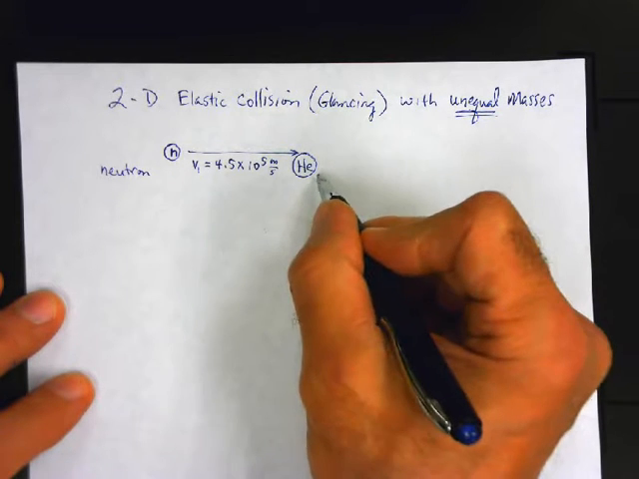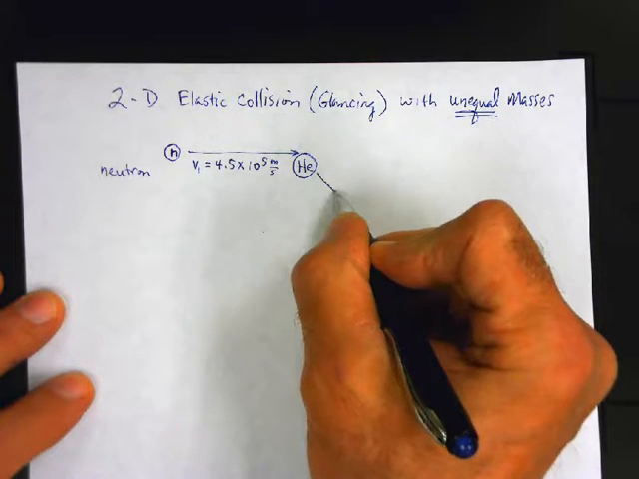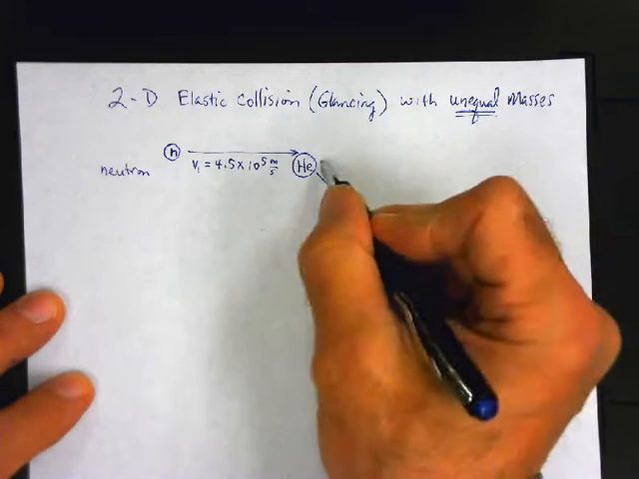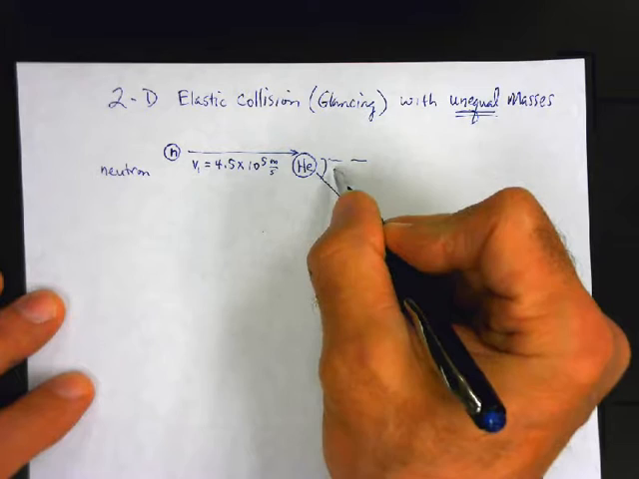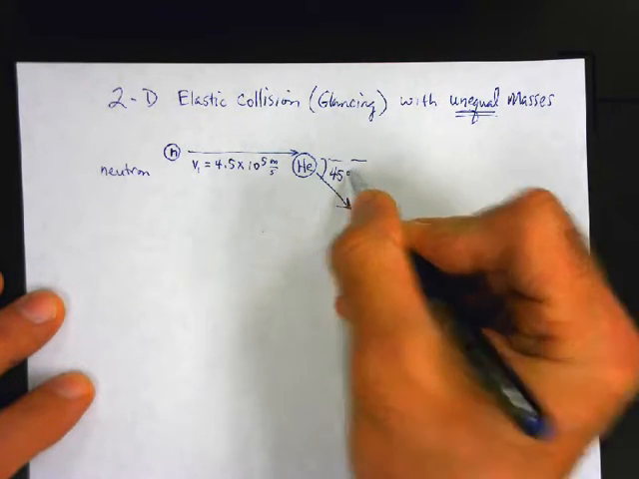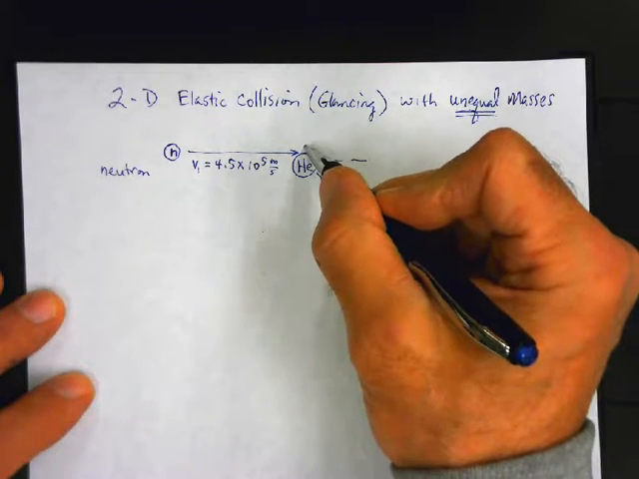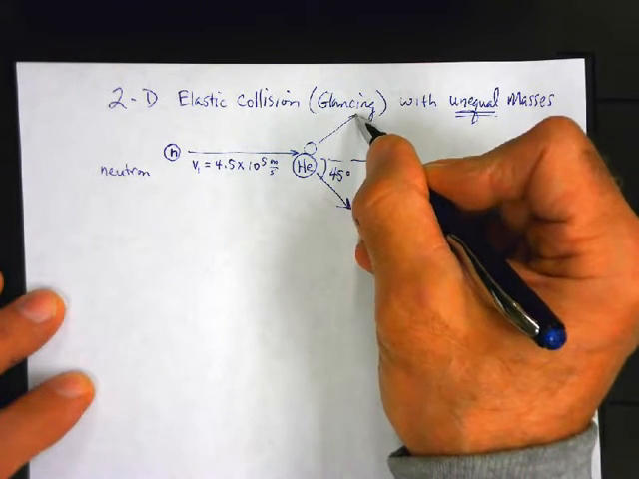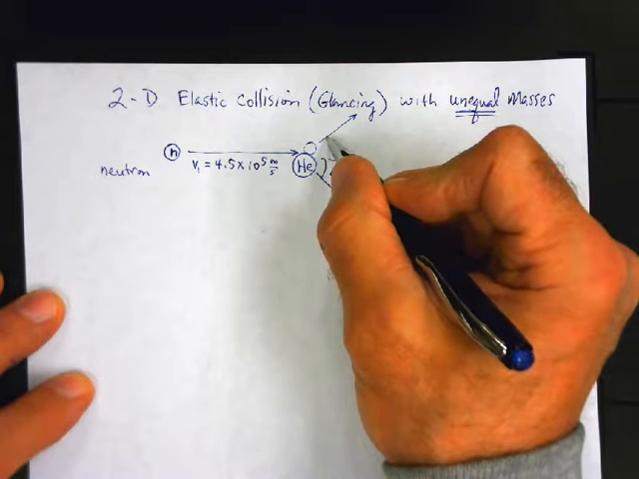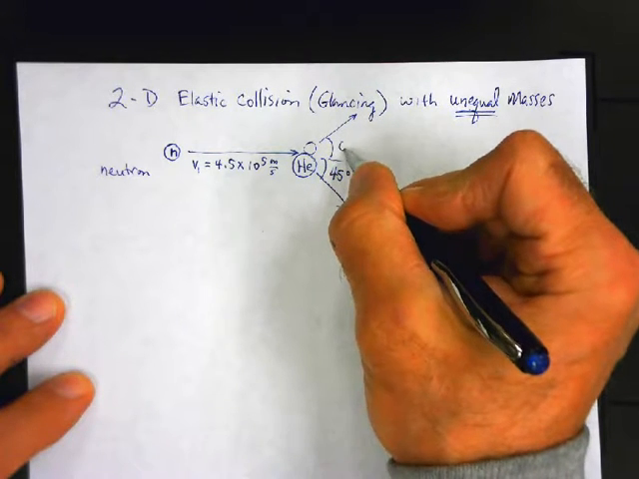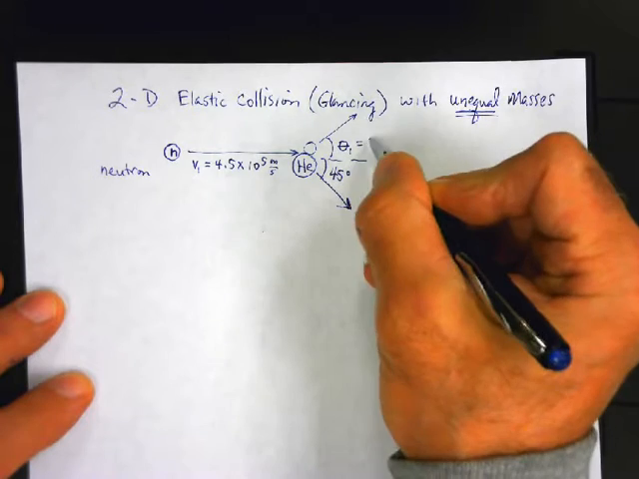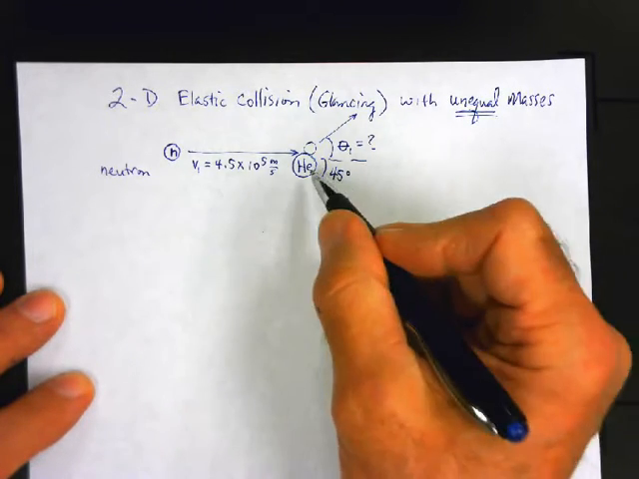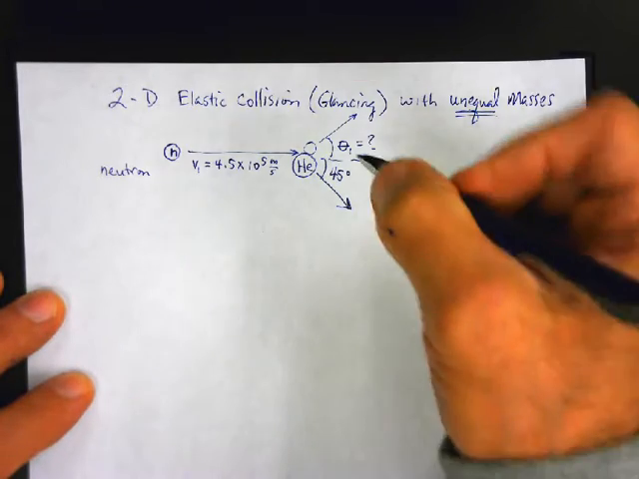They glance off of each other. The helium nucleus careens downward after the collision at an angle of 45 degrees. So we're given that. And then the neutron, after collision, moves upward, and we don't know what that angle is. So we'll call that angle theta 1. We don't know what that is. We know what theta 2 is. That's 45. That's the angle that the helium nucleus takes.